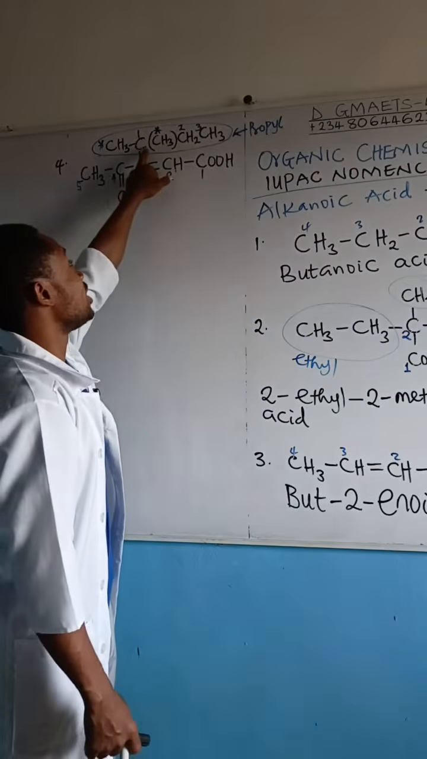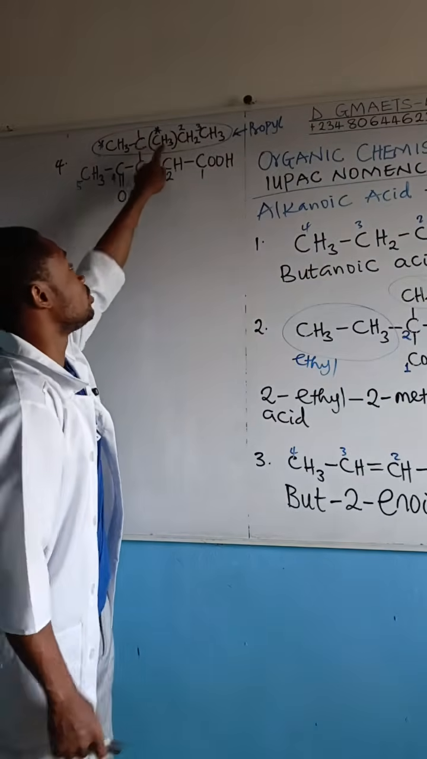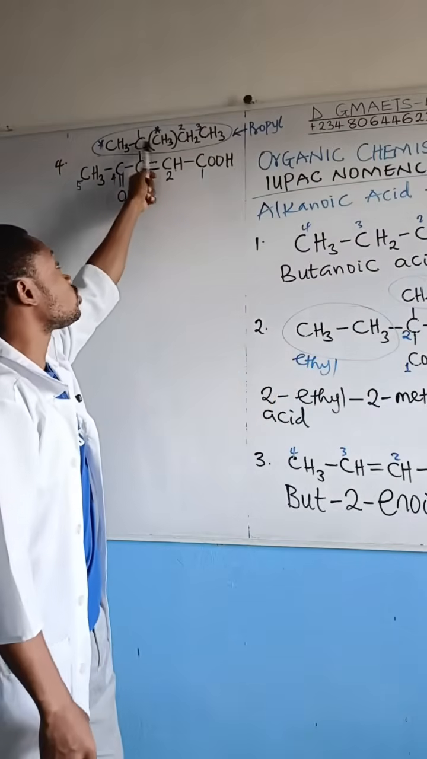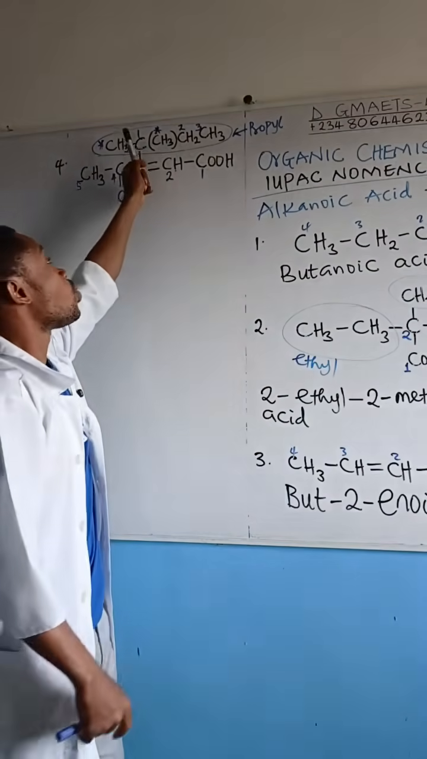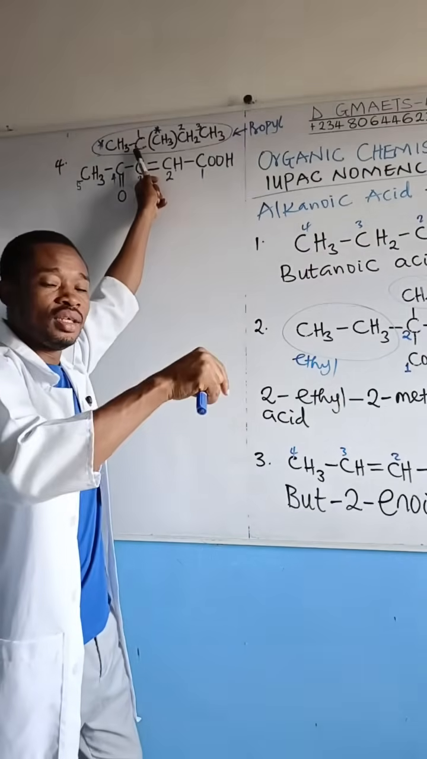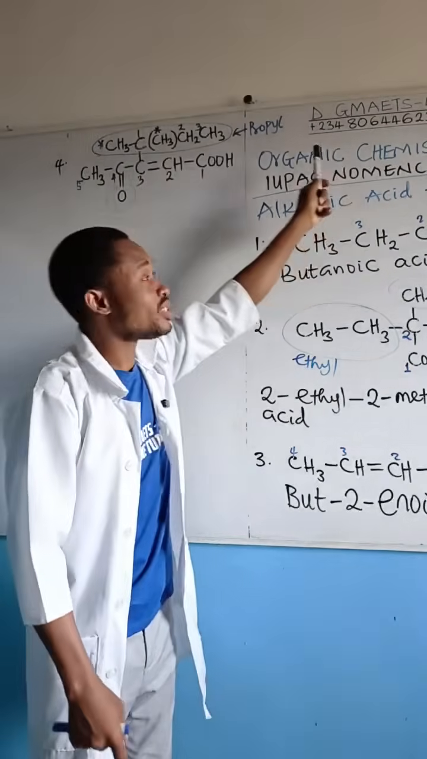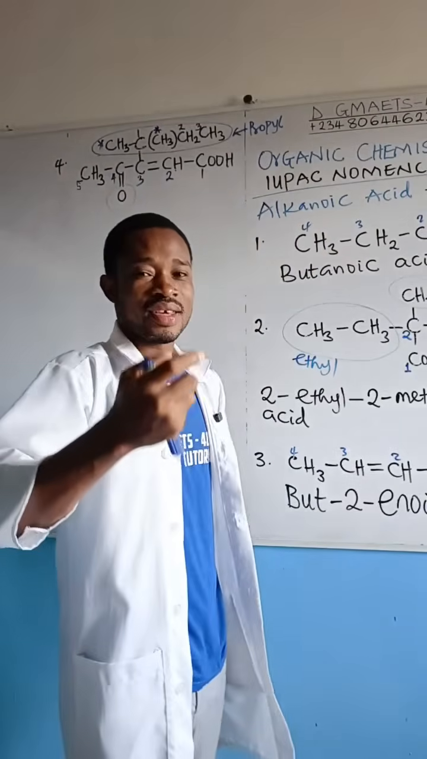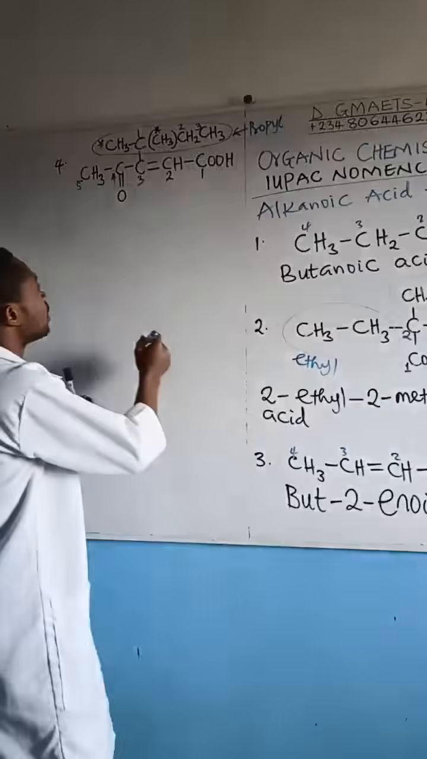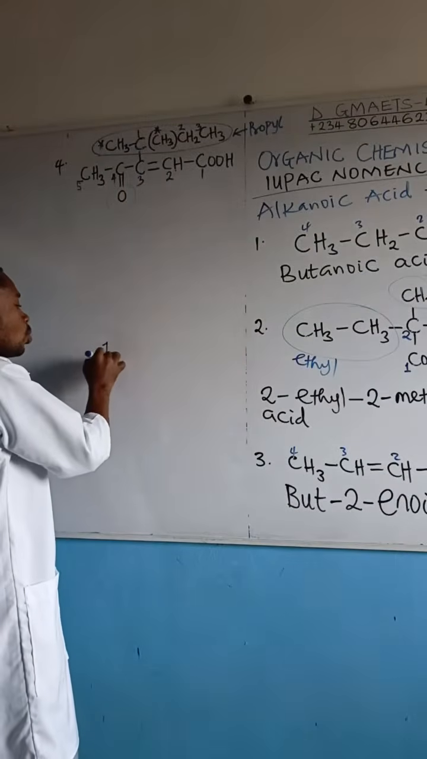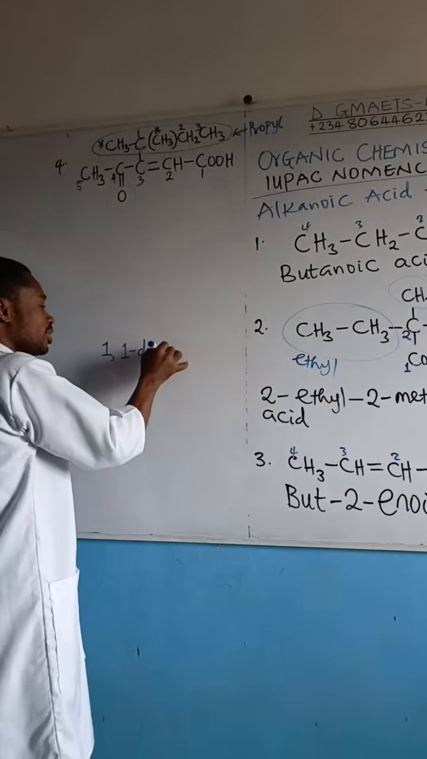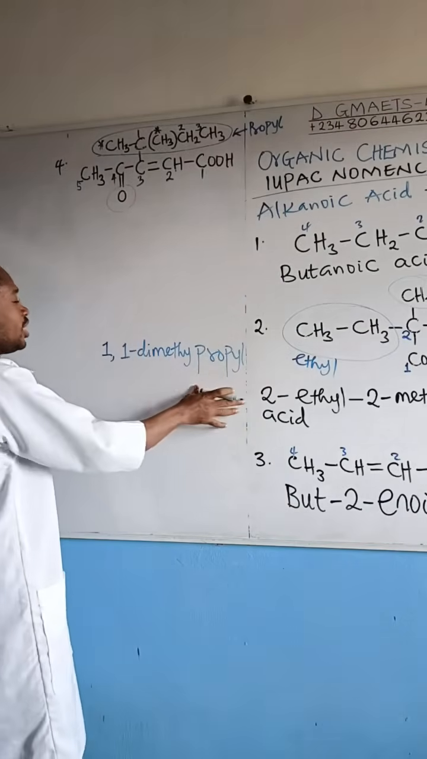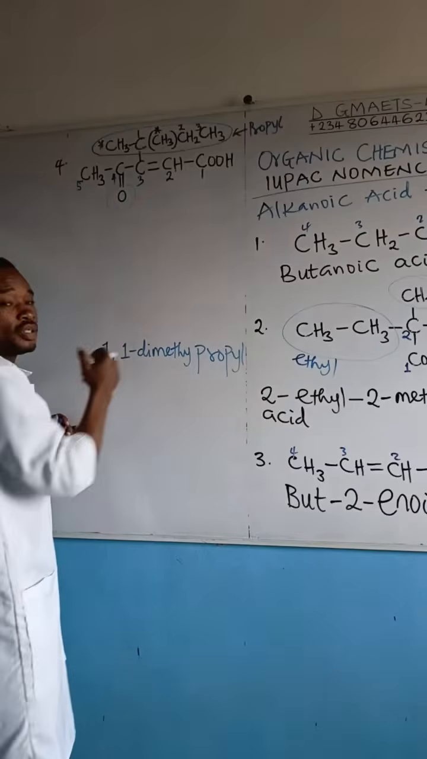Look at this one. You know that this is 1,1-dimethyl, because on carbon number 1 of the side chain of the substituent, you have 2 methyls there on carbon number 1, which is 1,1-dimethyl. That 1,1-dimethyl is attached to propyl. So the side chain is actually 1,1-dimethylpropyl. This whole thing is attached to carbon number 3 of the parent.